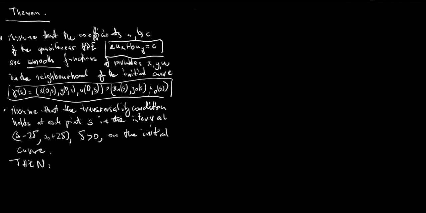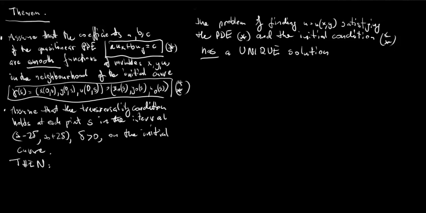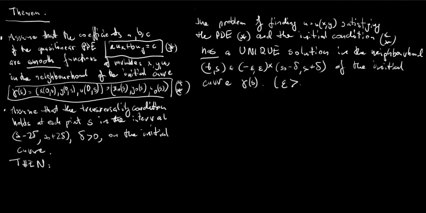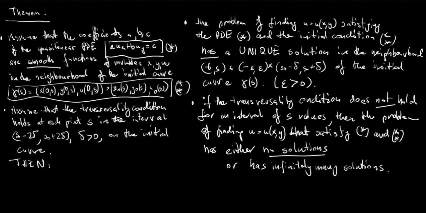Then the problem of finding a function u of x and y satisfying the PDE and the initial condition has a unique solution in the neighborhood of the initial curve. On the other hand, if the transversality condition does not hold for an interval of s values, then the problem has either no solutions at all, or it has infinitely many solutions. We illustrate this theorem on a number of examples.